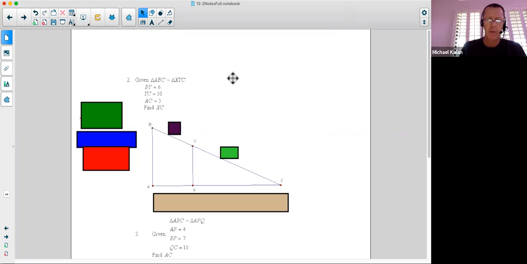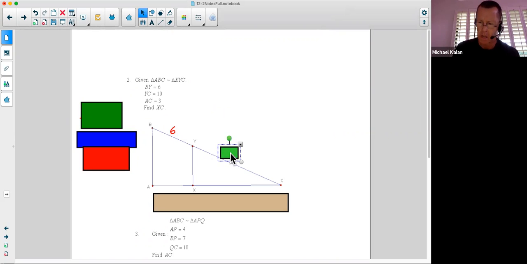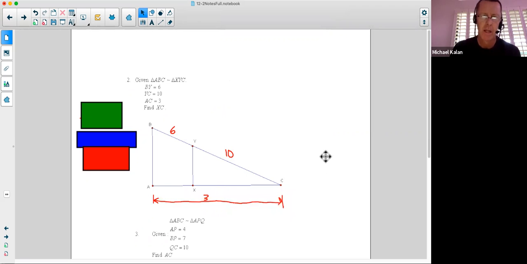Okay, here we're given that the big triangle ABC is similar to the smaller triangle XYC. And we're told BY is 6. We're told that YC is 10. And we're told that AC is 3. What? Yeah, just go with it, okay? You need to find XC. So that should tell you something. You know that XC's got to be smaller than AC.